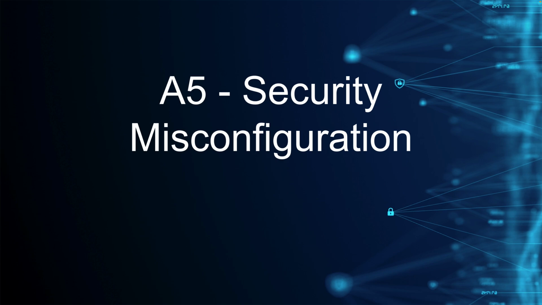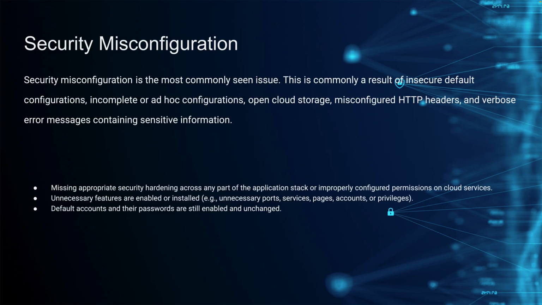A5 is the security misconfiguration. Security misconfiguration is one of the most commonly seen issues when you are dealing with web applications or online services in general. That also applies, of course, to configurations in infrastructure settings and so on. It is a result of incomplete or just ad hoc configurations.